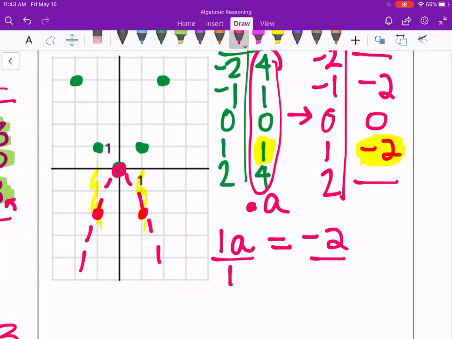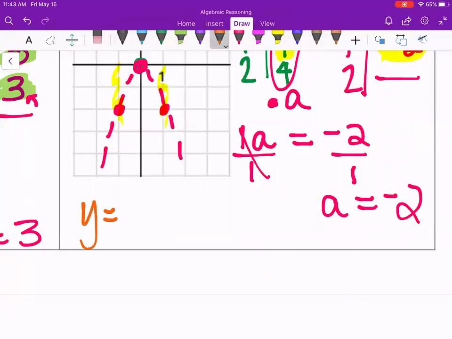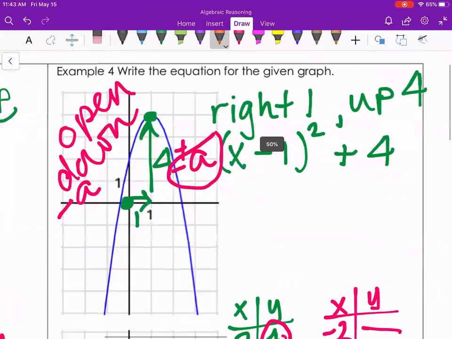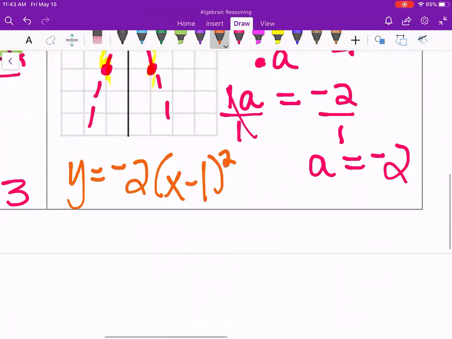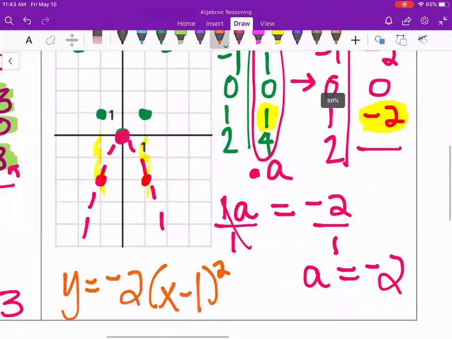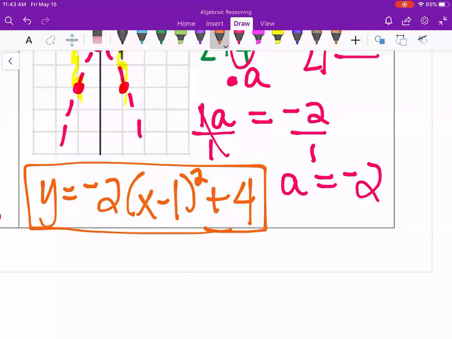I'm going to divide both sides by that 1. And my A value is a -2. So sure enough, it is negative. We predicted it to be negative. And now I have everything I need to write my final equation. So let's write that out. So Y equals -2 times, let's go back up for a second, see what we found for that. X minus 1 squared. And then our last part, let's get our K value, which we said was a +4. So +4. So there is our final graph.